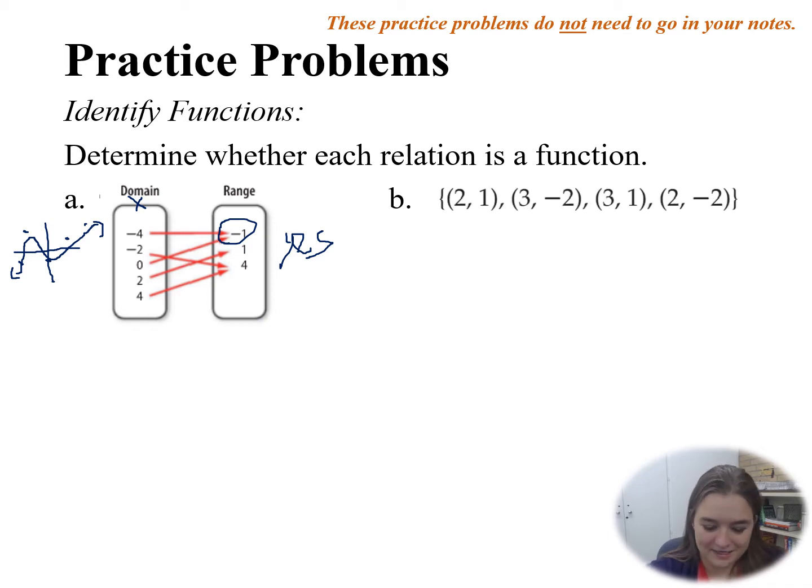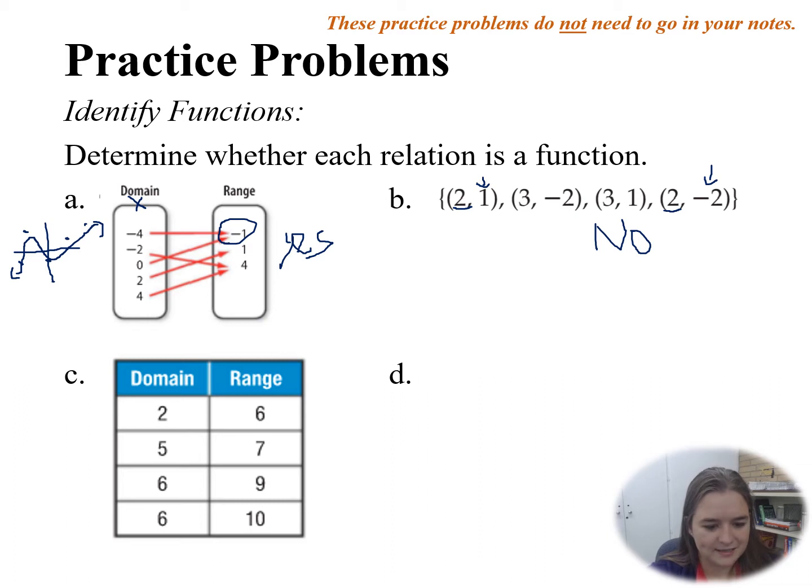So, next we're going to practice looking at it as ordered pairs. Well, if I look here, I see a domain value of 2 partnered with a range of 1. But then if I look again, I see a domain of 2 partnered with a range of -2. So this one is not a function because my domain is partnered with more than one element in the range.